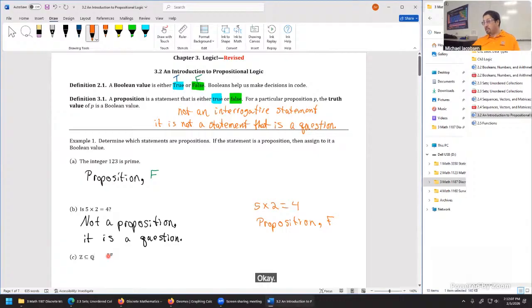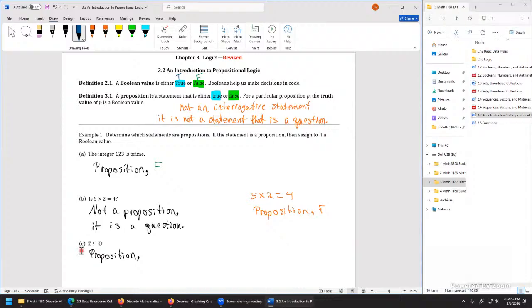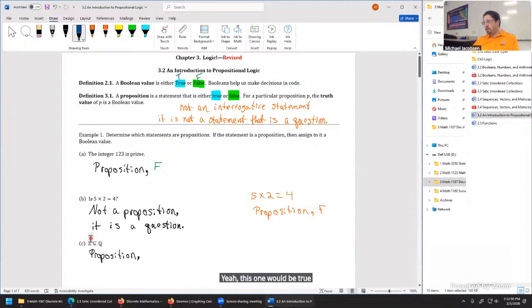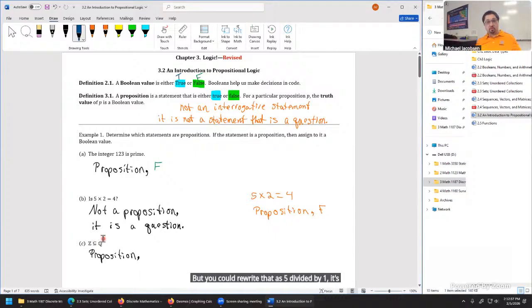Okay, the next one is a statement as well. Z is a subset or equal to the set Q. The integers are contained in the set of rational numbers. This one is absolutely a proposition. What would you all say to this one? Is this true or false? It's true. Yeah, this one would be true. You could visualize a number like 5. It's an integer, but you could rewrite that as 5 divided by 1. It's now in the form of a rational number. So this is a true subset relation.